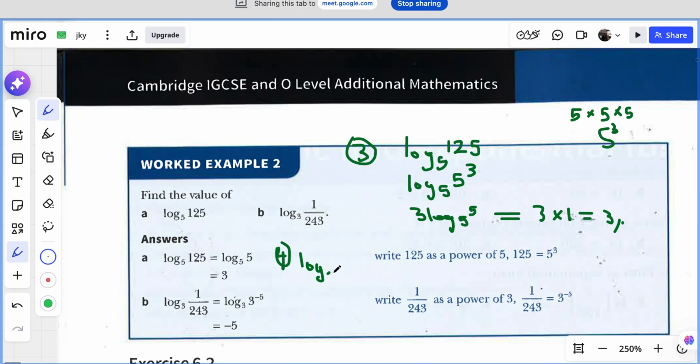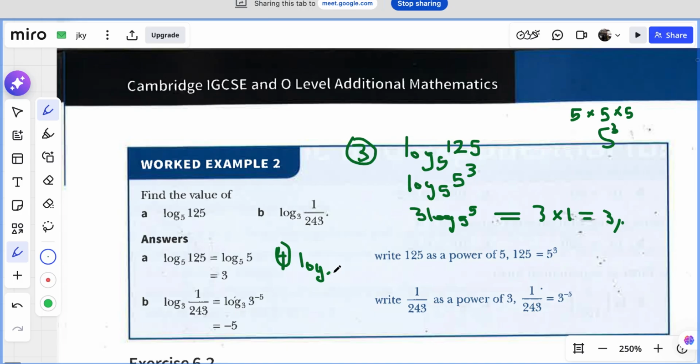Minus 5 will go to the back, become the coefficient of log. We come here. This will become negative 5 log, you go to the back of log, negative 5 log base 3 of 3. It becomes negative 5 log base 3 of 3. Remember, log base 3 of 3 is equal to 1.